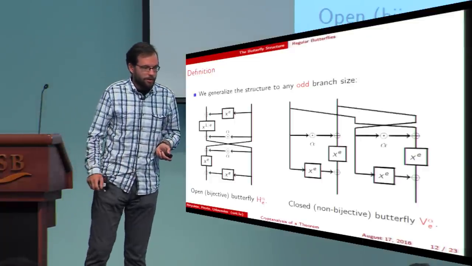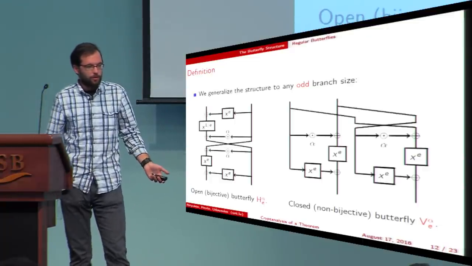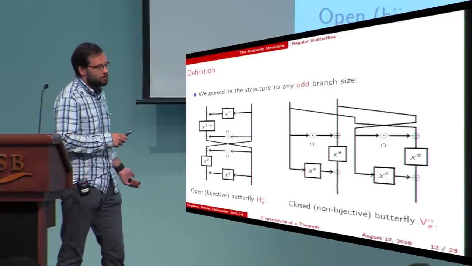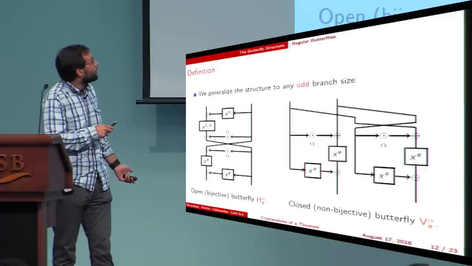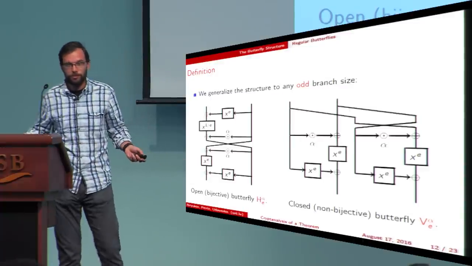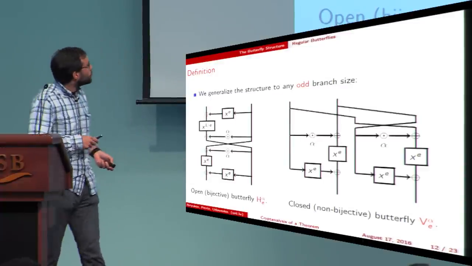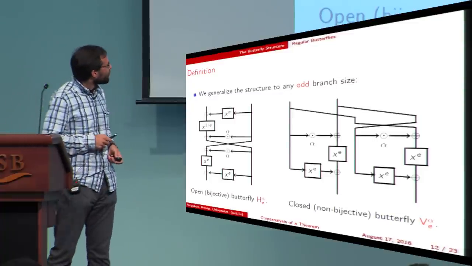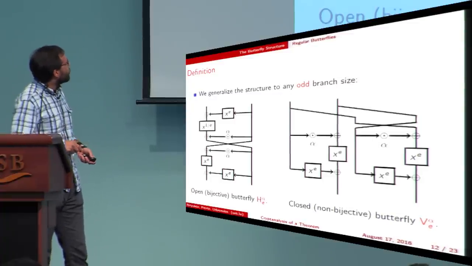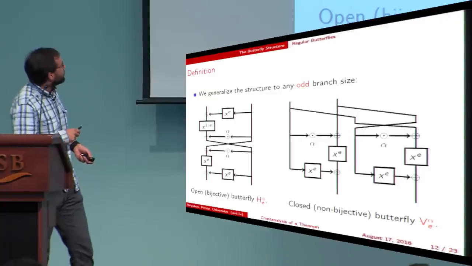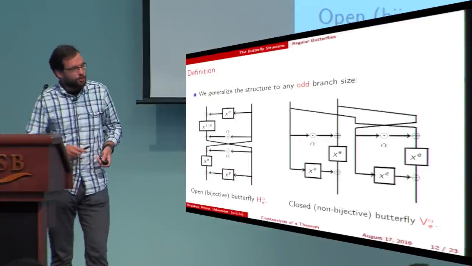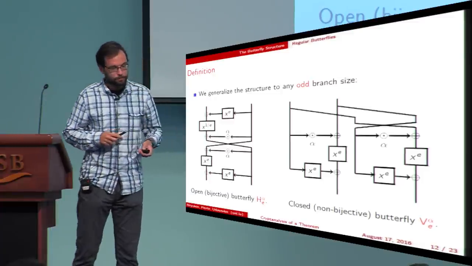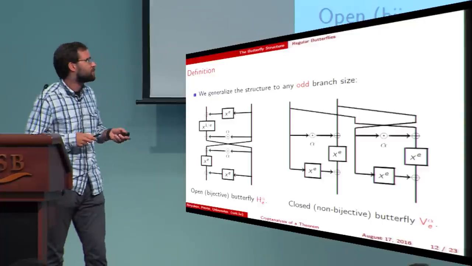So the natural question is, we have this structure and we can simply change the branch size, because it was a 6-bit S-box and the branch size was 3. Now we can change it to some larger values and see what happens. We call such a structure a butterfly structure. It kind of looks like a butterfly. We call this the open butterfly structure and denote it by H. Additionally, we study another structure which we call the closed butterfly and denote by V. It is interesting from an analysis perspective.